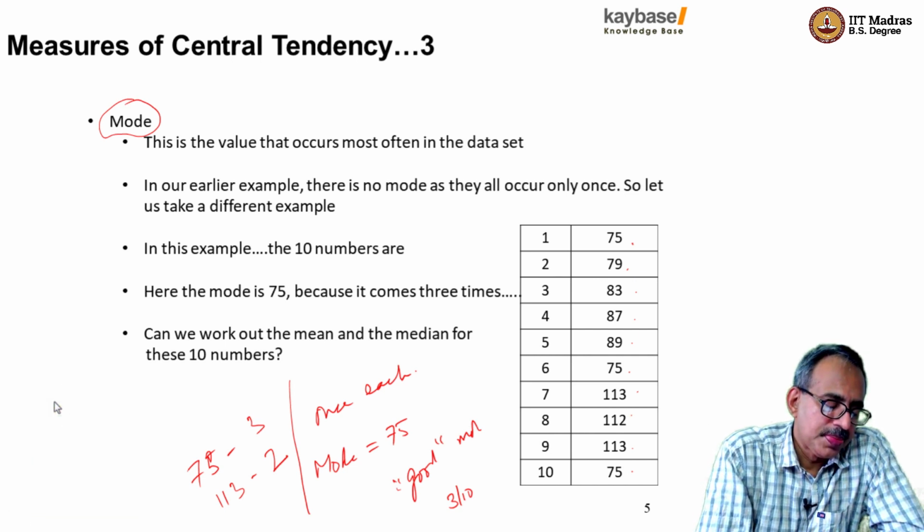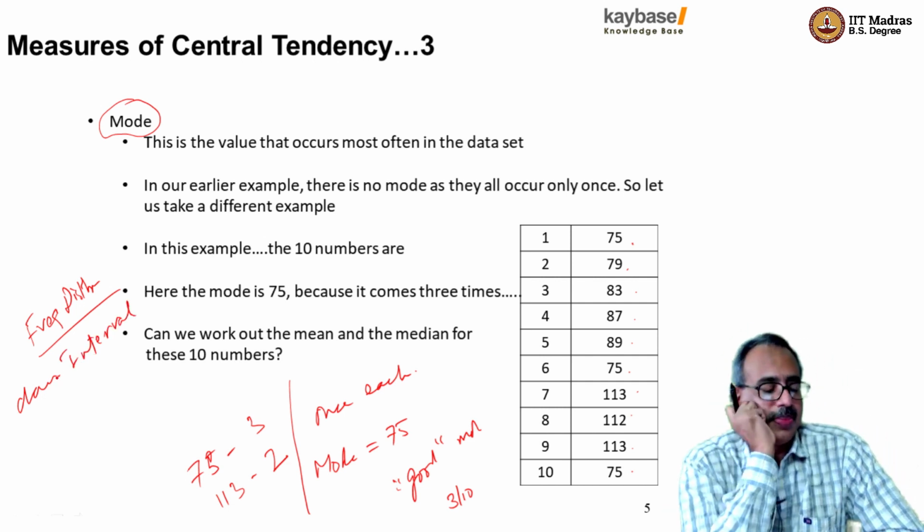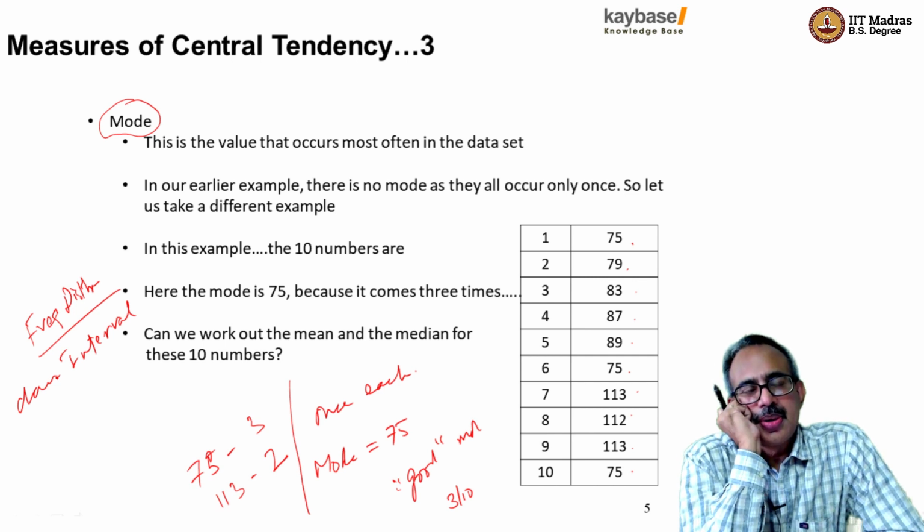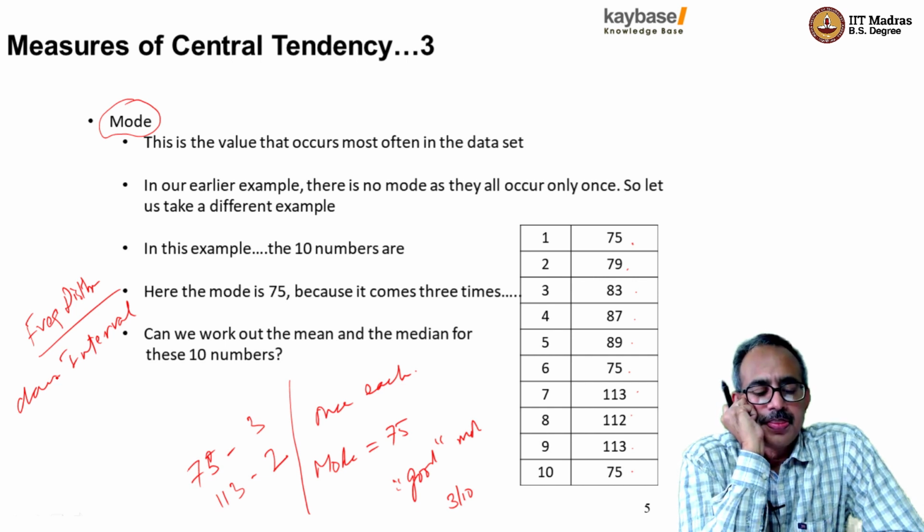Yes. So you used a word called frequency distribution. You use a word called class interval. What do you know about these two words? Interesting that you raised it here. A frequency distribution is a table which gives the summary of the counts of each value that occurs.